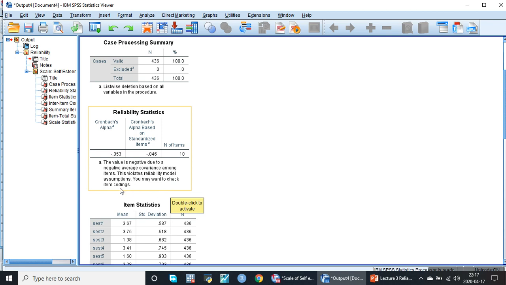Therefore, this violates the reliability model assumption. You may want to check item coding. We will check whether there is any reverse coded question or not, and we know that we have 5 reverse coded questions. So it may be a very poor value because the desirable value is 0.7. A Cronbach alpha value of 0.7 is acceptable. However, above 0.8 is preferable. So this is not preferable. At least it should be 0.7. 0.7 is acceptable and more than 0.7 is preferable.